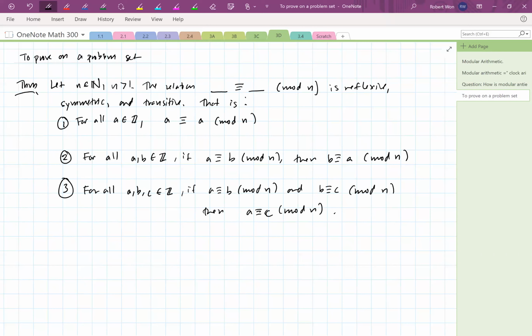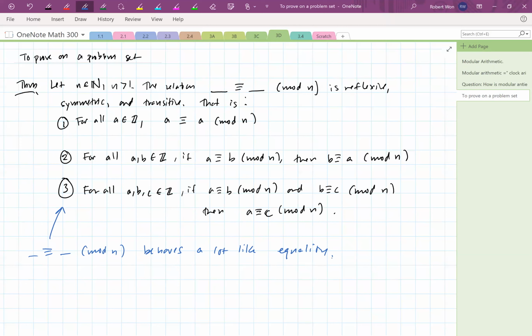So this is what we mean if I say that the relation congruence modulo n is reflexive, symmetric, and transitive. Okay, but what is this really saying? This is really saying that this thing that we introduced, congruence modulo n, behaves a lot like equality. So this is the upshot. This relationship, congruence modulo n, behaves a lot like equality, which hopefully is not that surprising if you think about clocks.